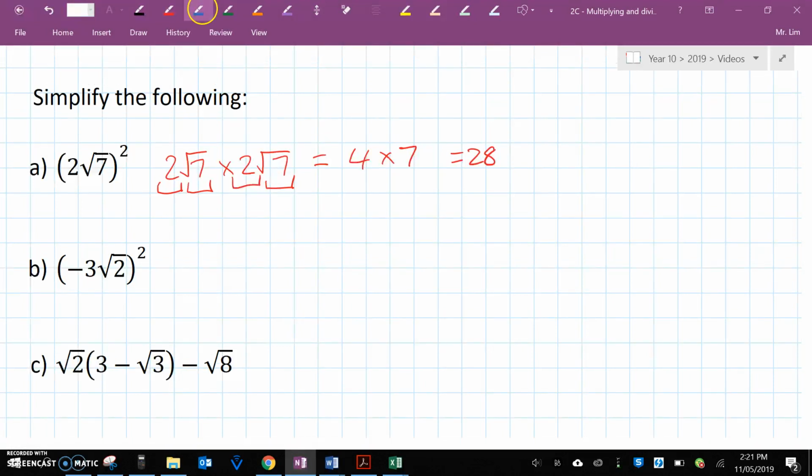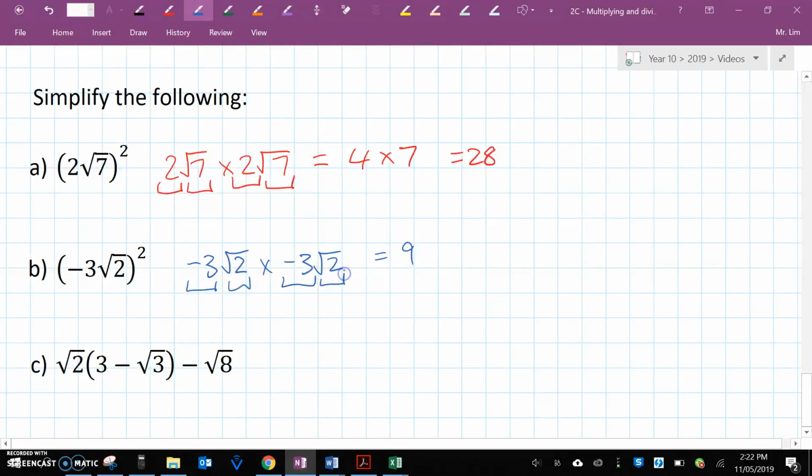Question B. Here we have minus 3 root 2 times minus 3 root 2. Minus 3 times minus 3 is positive 9. Root 2 times root 2 is 2. 9 times 2 is 18. Last question.